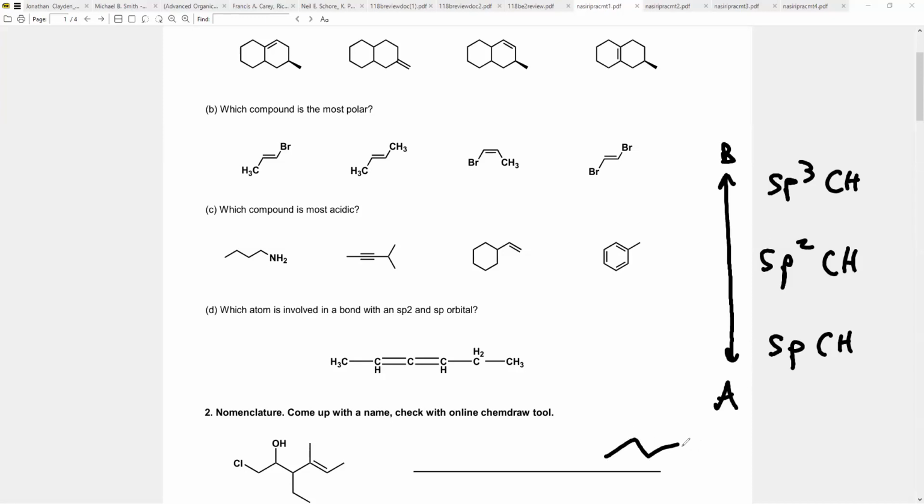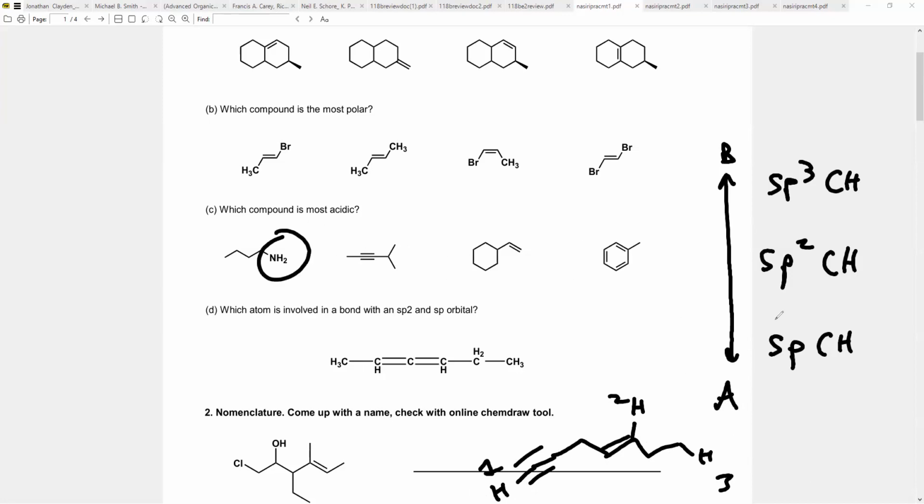So if I have an alkane, an alkene, and an alkyne, the order of acidity would be this is 1, this is 2, this is 3. That's the order of acidity. So you can kind of order that as such.